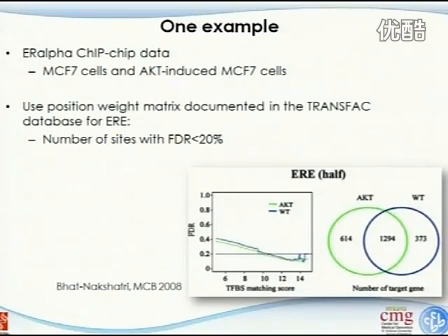And we use position weight matrix documented in Transvac database, to search for the ERE. ERE is the binding site of estrogen receptor alpha. So we do have the position weight matrix there, and the number of sites with FDR less than 20%. So you can see that I'm adjusting the matching score cutoff here, right? Once I increase this cutoff score, the FDR really dropped. So at this stage, this will be my cutoff I will select to decide whether this is a binding site or not.